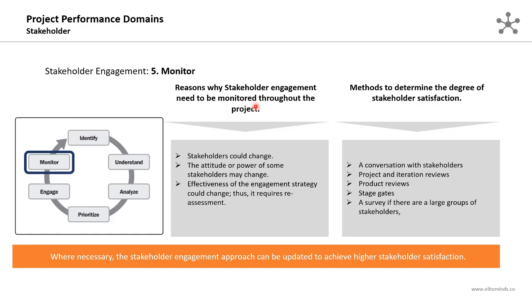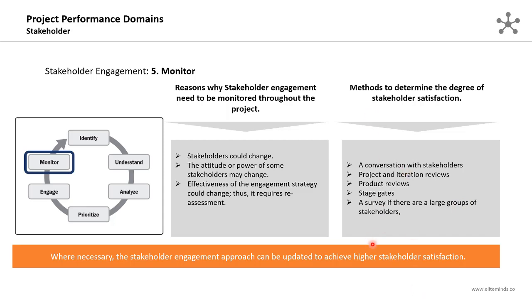Reasons why stakeholder engagement needs to be monitored throughout the project: the stakeholders could change, the attitude or power of some stakeholders may change, and the effectiveness of the engagement strategy could change, thus it requires reassessment. The methods to determine the degree of stakeholder satisfaction include having a direct conversation with stakeholders, or project and iteration reviews in an agile development approach, product reviews, stage gates throughout the project, or a survey if there are large groups of stakeholders.